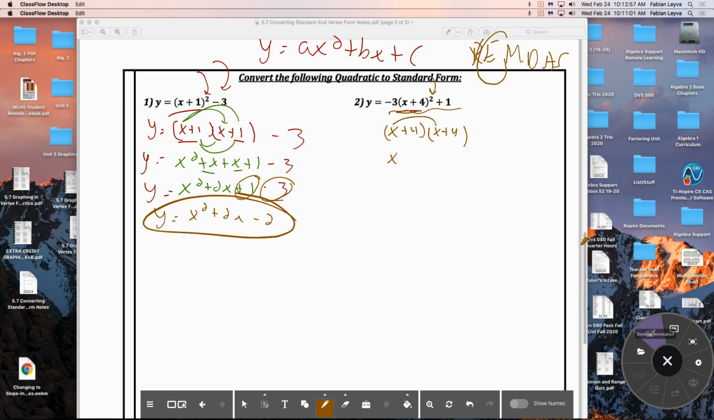Now I have to FOIL this out. X times x is x squared. X times 4 is 4x. 4 times x is 4x. And 4 times 4 is positive 16. Combining like terms in the middle, you end up with x squared plus 8x plus 16.